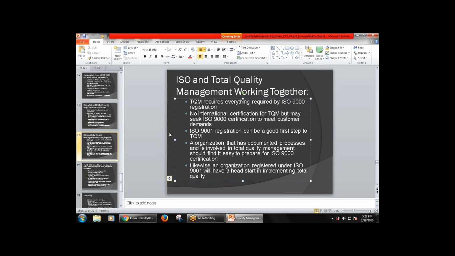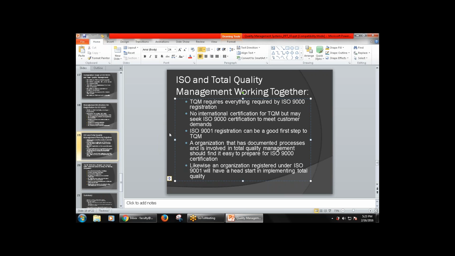There is no international certification for TQM, but an organization may seek ISO 9000 certification to meet customer demand. Then ISO 9001 registration can be a first step to TQM. That means first of all we have to register, which is the first step to TQM.